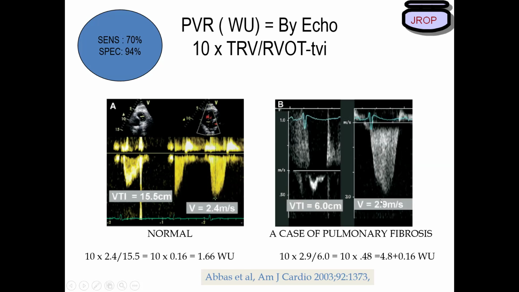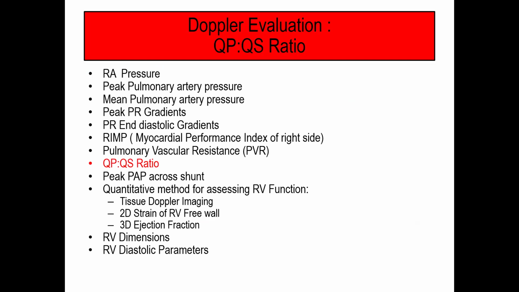On the contrary, here the TR jet velocity is almost 3 meters per second. Velocity time integral from RVOT is 6 centimeters. 10 into 2.9 divided by 6, that is 10 into 0.48. This is 4.8 Wood's units. And that's how we decide about pulmonary vascular resistance non-invasively by echo.